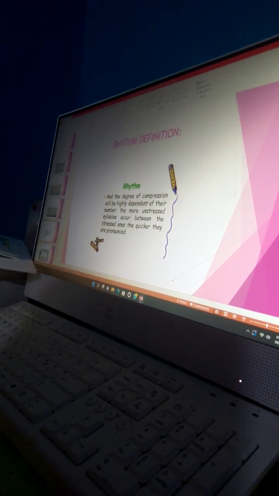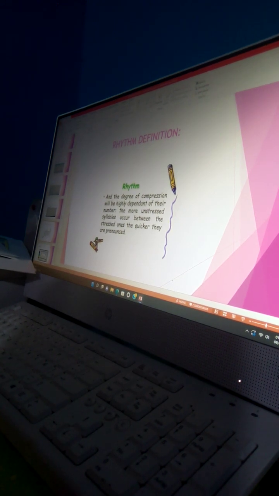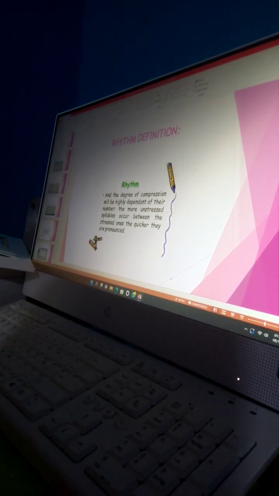I see, teacher. Interesting explanation. And rhythm is not the same as stress? It's not the same. It's similar, all right?